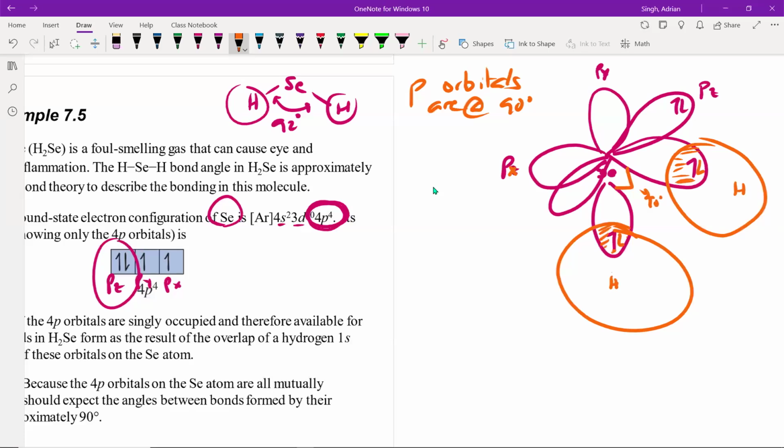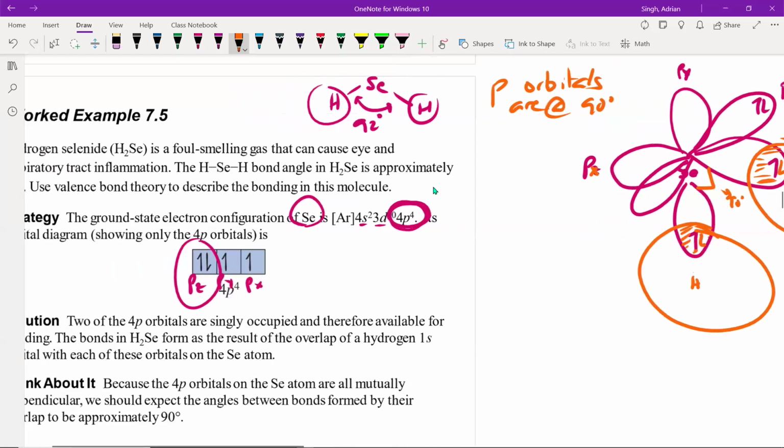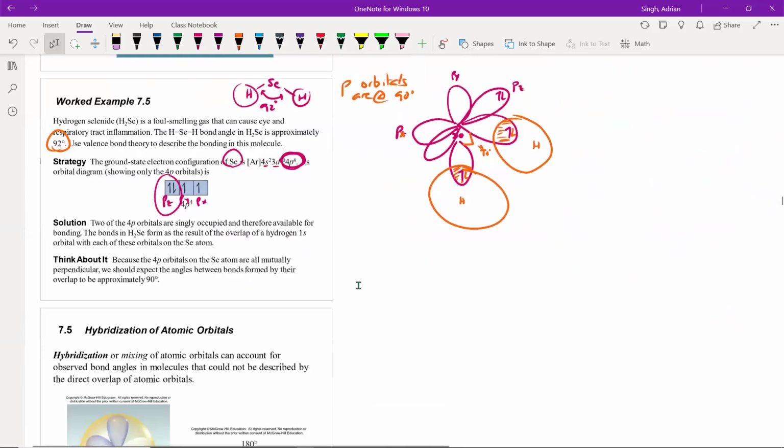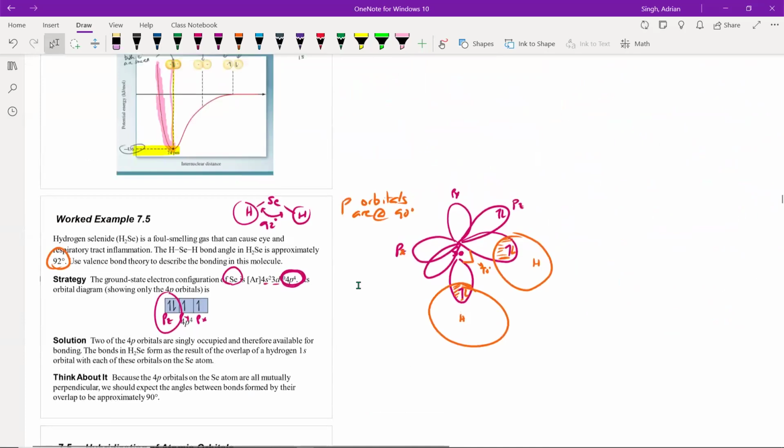And guess what? The H's are attached at each of these terminal positions. So it makes sense that the bond angle is approximately 90 degrees. It's just over 90 degrees, so it does make perfect sense here. Valence bond theory is allowing us to predict the bond angle of this specific molecule.